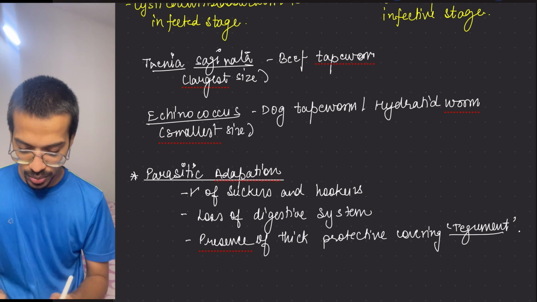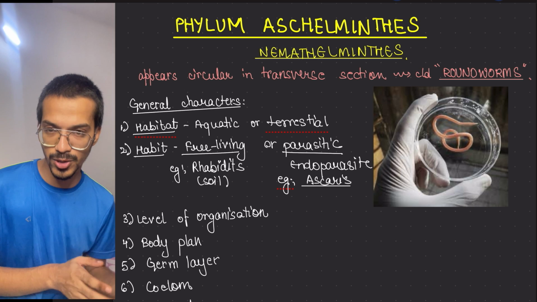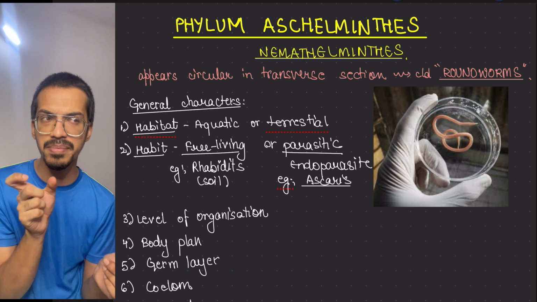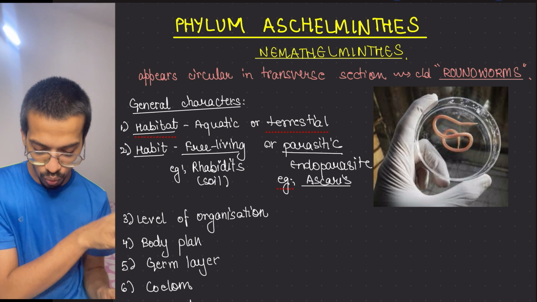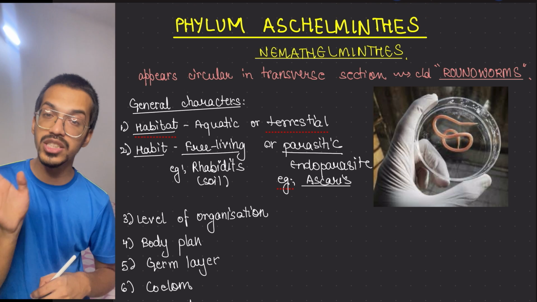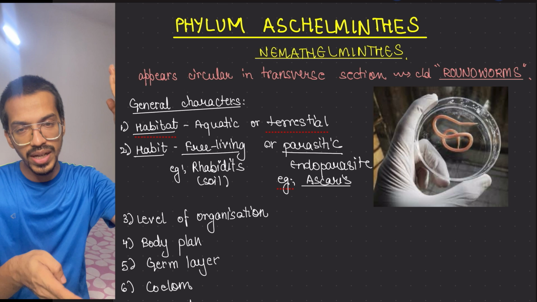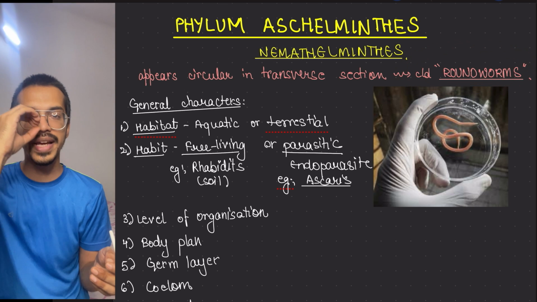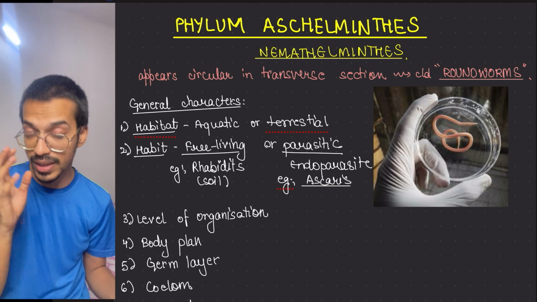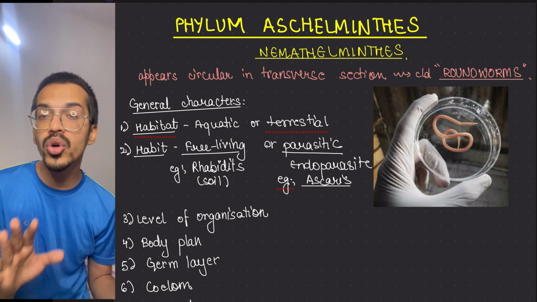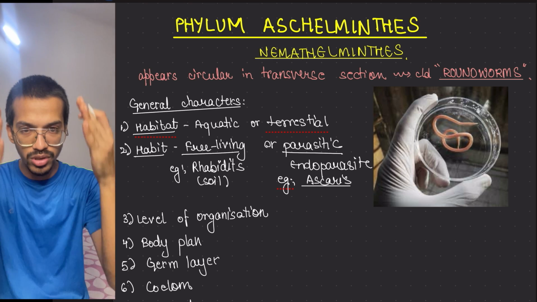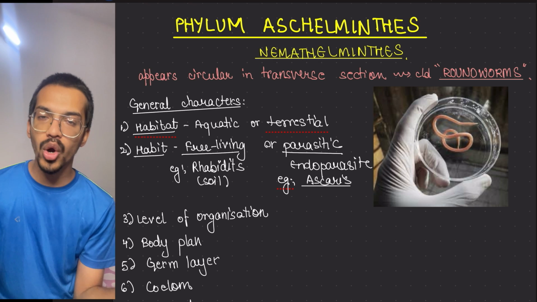Moving on to the next one, that is phylum Aschelminthes. Helminthes, we have studied in Platyhelminthes, means worm. Here also the meaning is worm. They appear circular in the transverse section, which is why they are called roundworms. If you cut them and look at that area, it will look circular. They have only the longitudinal muscles present, no circular muscles in their body. So the body can have two different types of muscle arrangement, longitudinal or circular, and they have longitudinal arrangement.